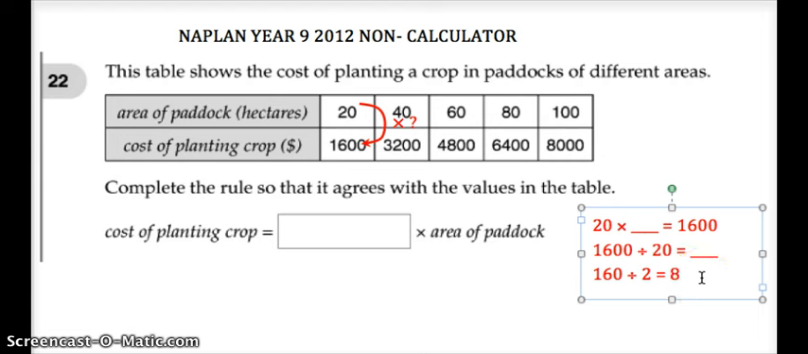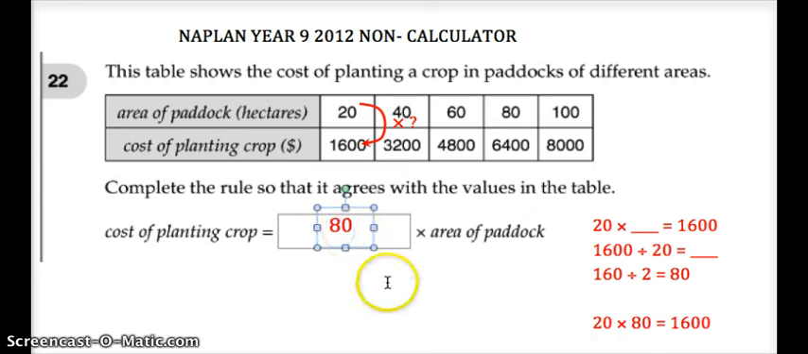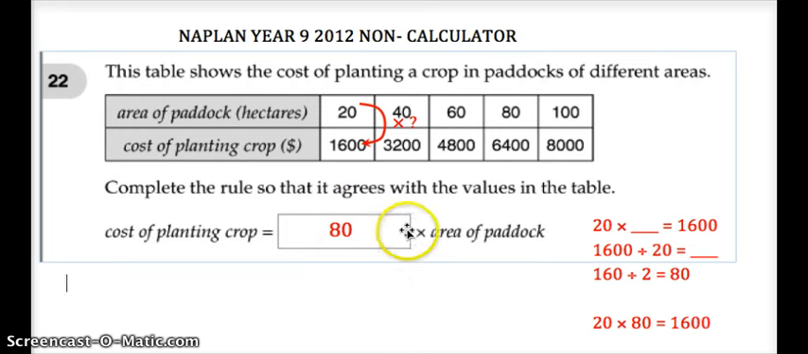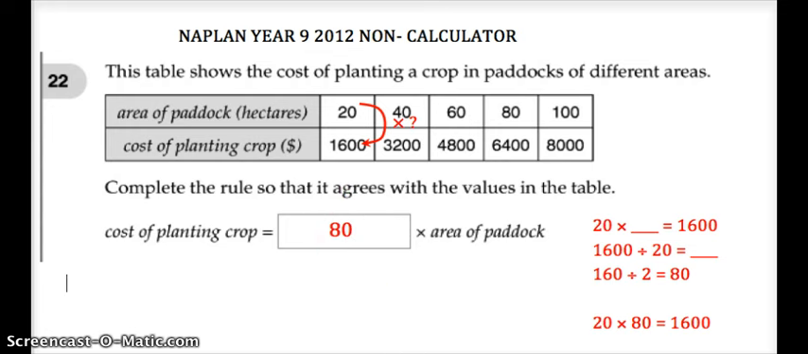So half of 160 is 80. So the missing answer here, 20 times 80, will give me 1600. And I think I've just got that down there. So we know that therefore 20 times 80 is 1600. So our rule becomes this, that the cost of planting the crop is 80 times the area of the paddock.